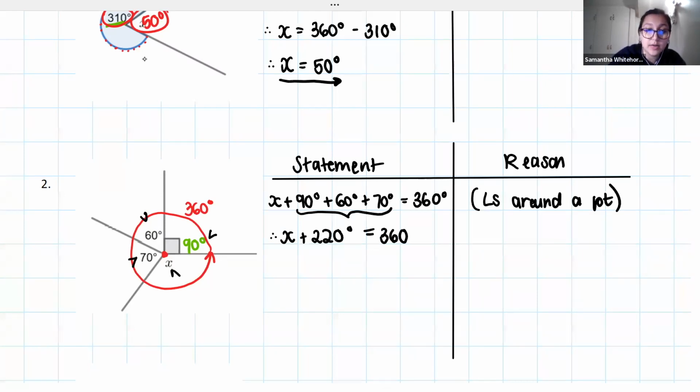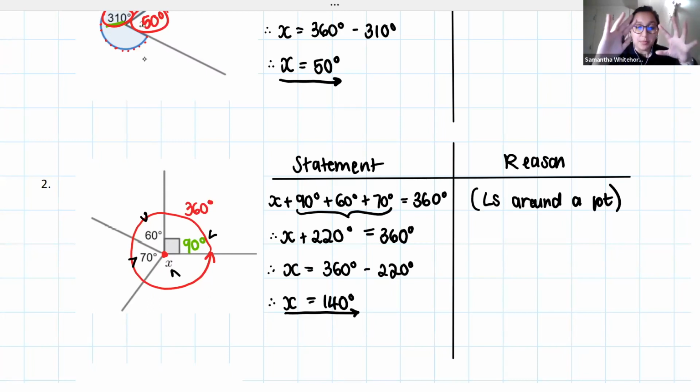We're solving our equation. So what we're going to do now is subtract 220. Remember, inverse operations. And now I'm using all of my mathematical abilities. So 360 minus 220 gives me an angle X of 140 degrees.